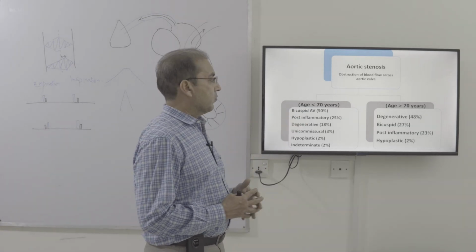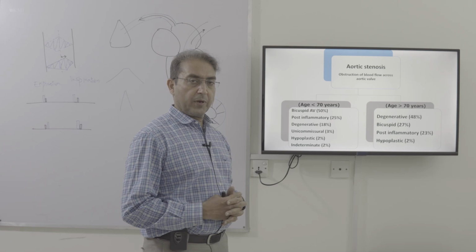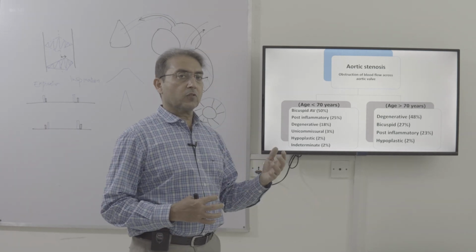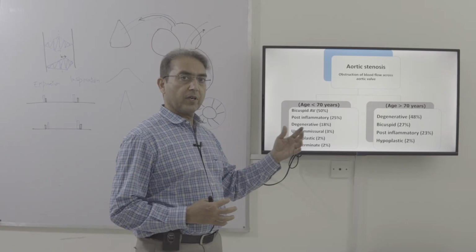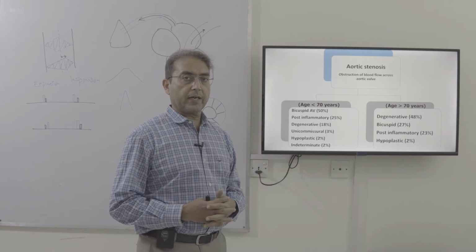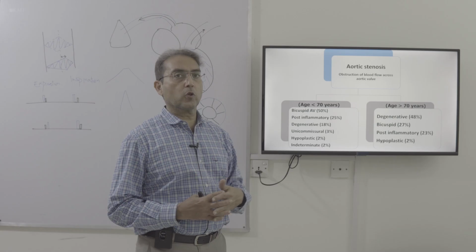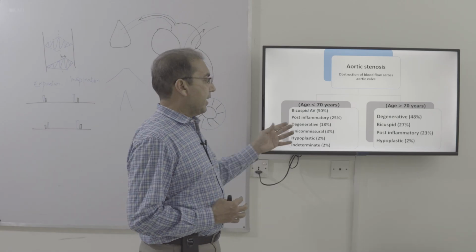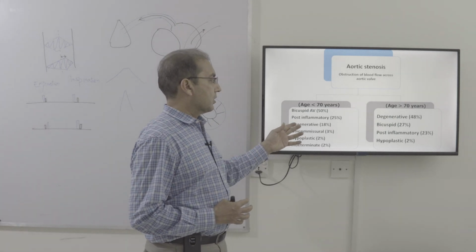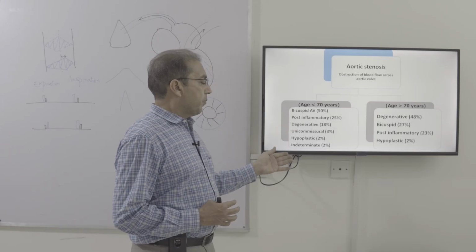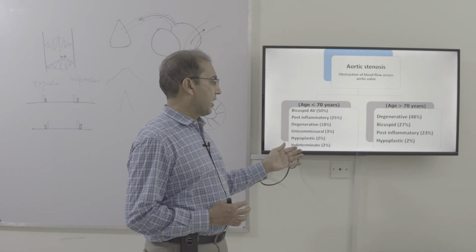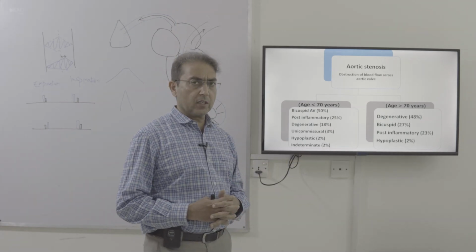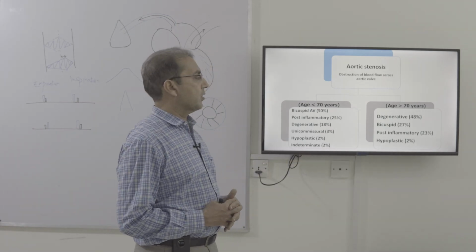Then almost 1/4 of them are suffering from post-inflammatory aortic stenosis, for example, post-rheumatic fever, or after other inflammatory conditions like certain connective tissue disorders like ankylosing spondylitis. Then 18% have degenerative disorders, and a small proportion has a unicommissural valve or a hypoplastic valve, or 2% have indeterminate cause for the aortic valve stenosis.